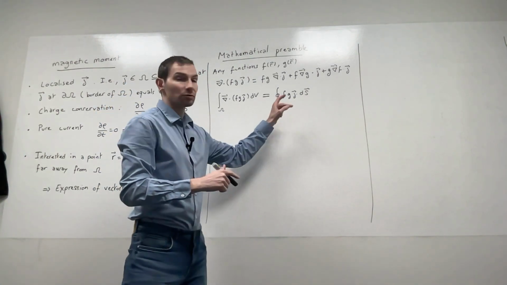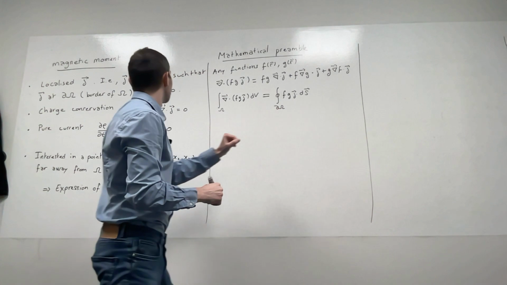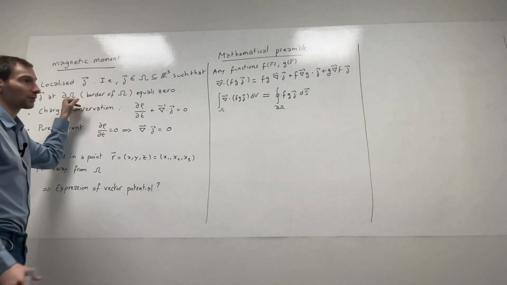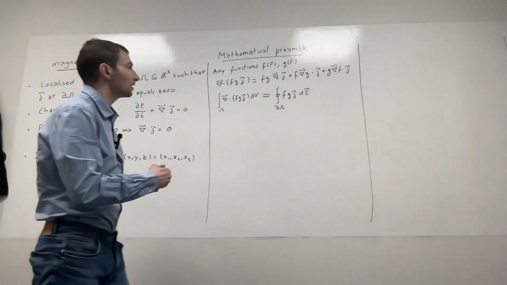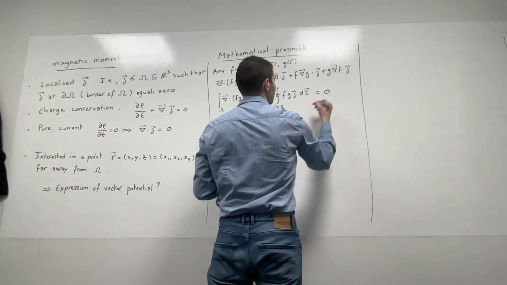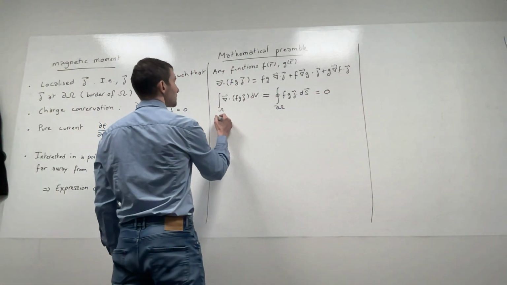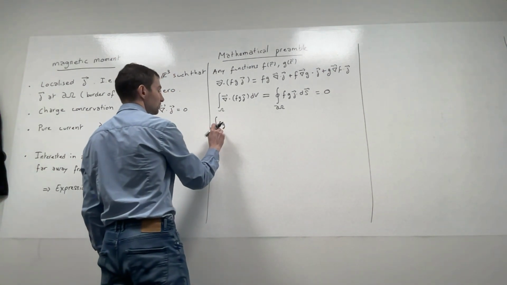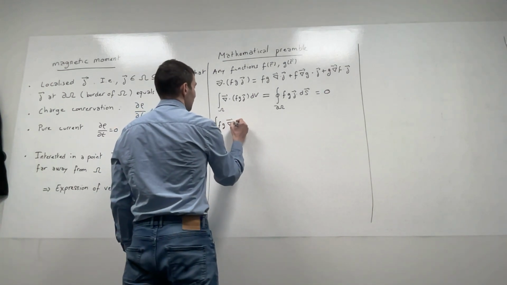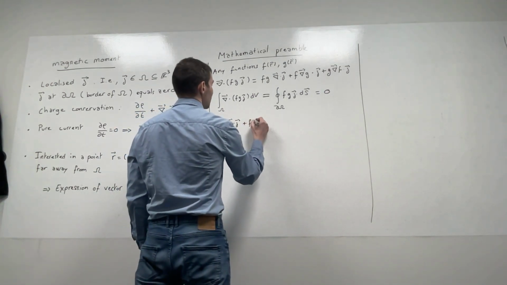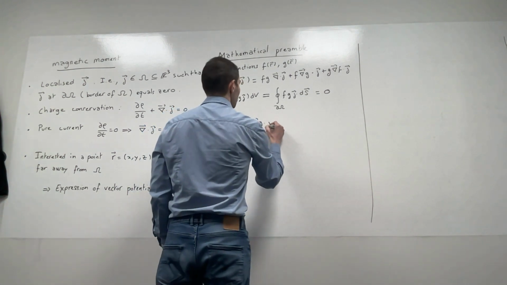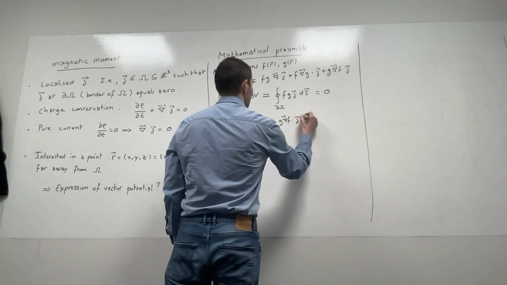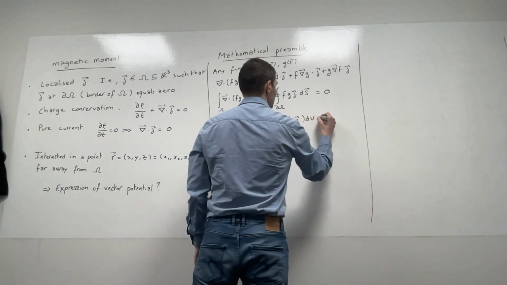Okay, now I've got this, but keep in mind that J here is equal to 0 at the border of omega, because this is a localized current. So what we have in the end is that the integral over omega of fg divergence of j, plus f grad g dot j, plus g grad f dot j, dv is equal to 0.